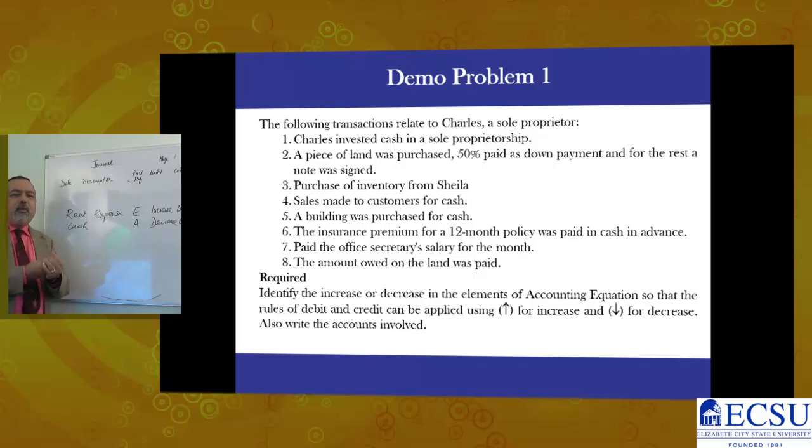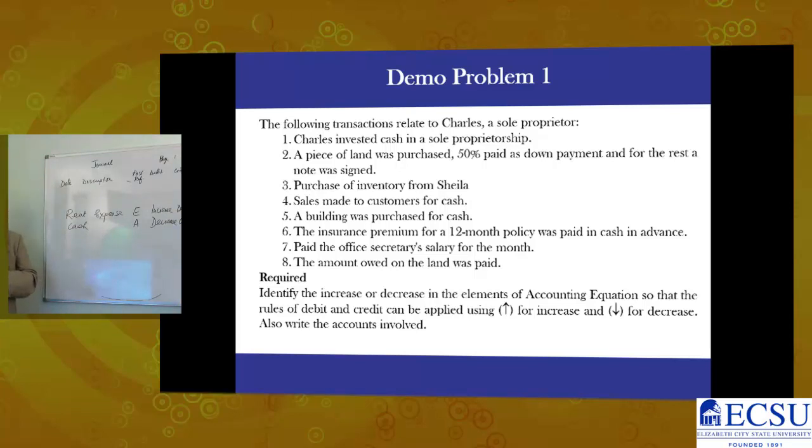Now let's just take a demo problem. The following transactions relate to Charles, a sole proprietor. Charles invested cash in a sole proprietorship. A piece of land was purchased, 50% was paid as down payment, and for the rest a note was signed. Purchase of inventory from Celia. Sales made to customers for cash. A building was purchased for cash. Insurance premium for 12-month policy was paid in cash. And then paid office secretary salary for the month. The amount owed on the land was paid.